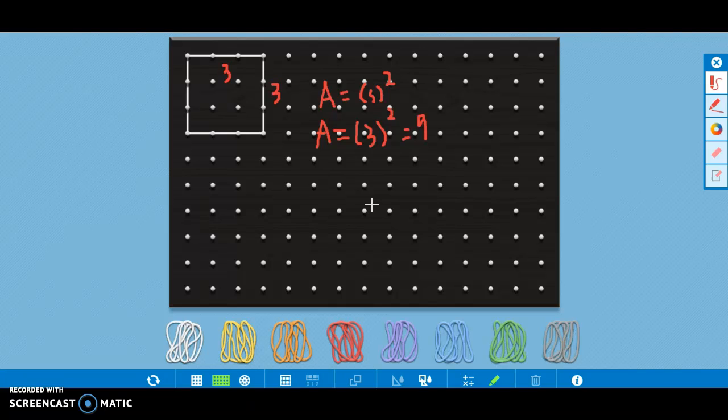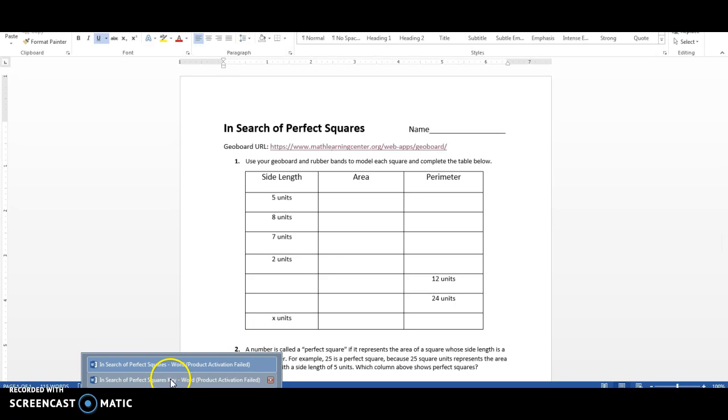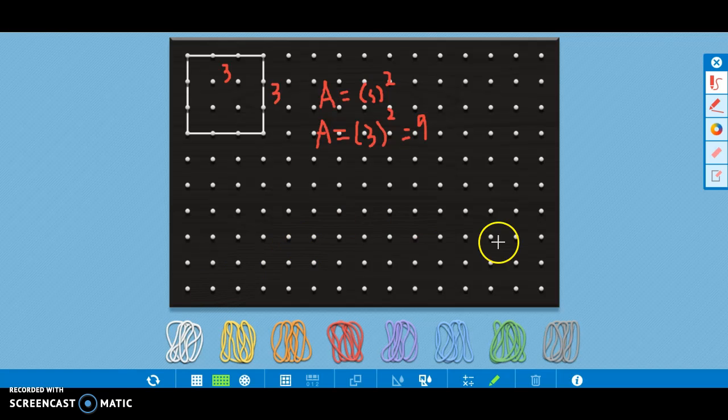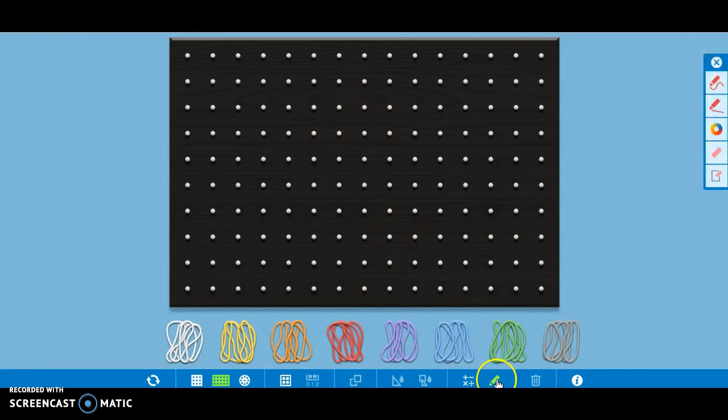Alright, so let's go back and look at our worksheet real quick. Okay, for question number 1, use your geoboard and rubber bands to model each square and complete the table below. So in order to get you used to what you have to do in this worksheet, I'm going to do the first one with you. Okay, so here we go. I'm going to clear this out with this button here. I'm going to get the pen out.